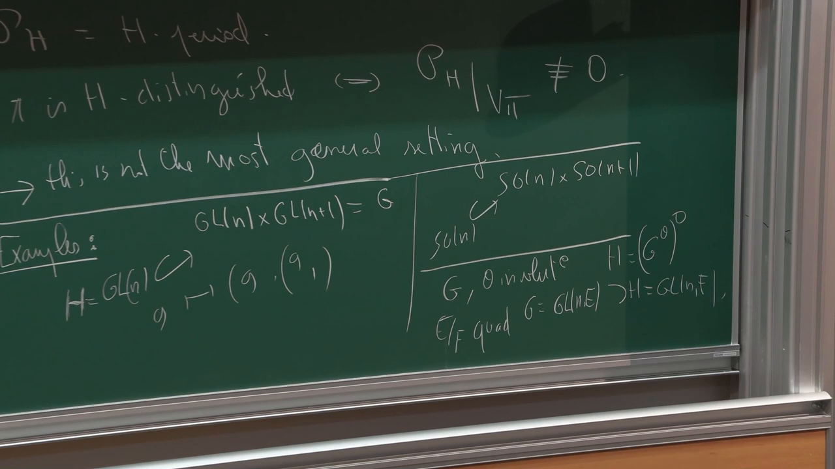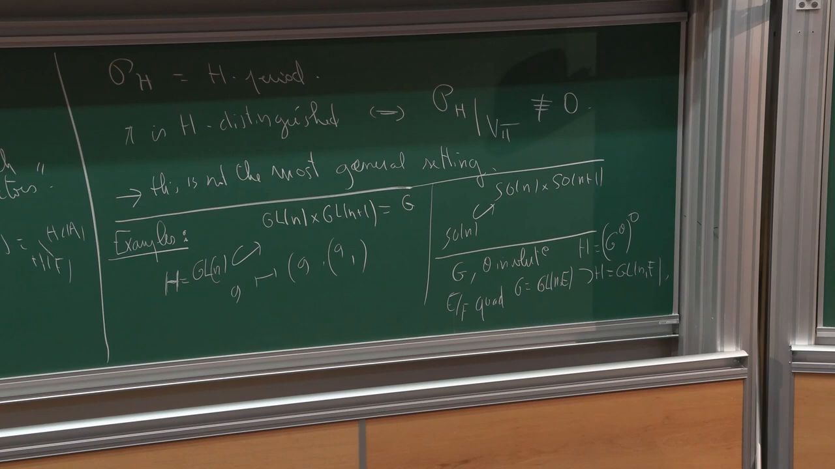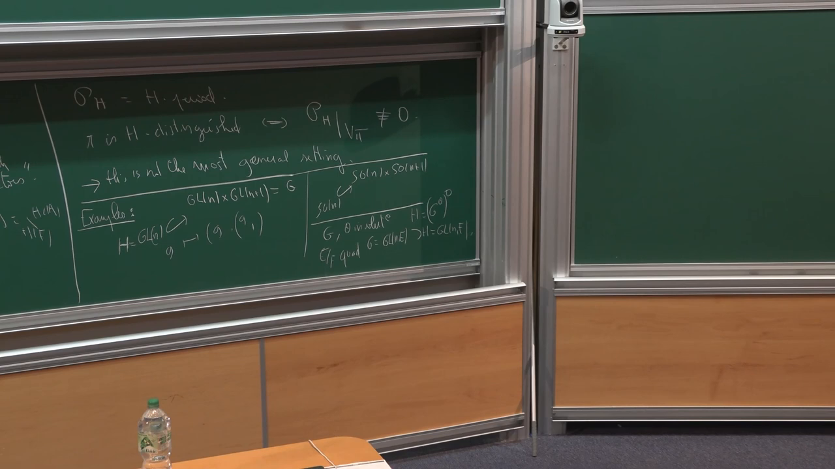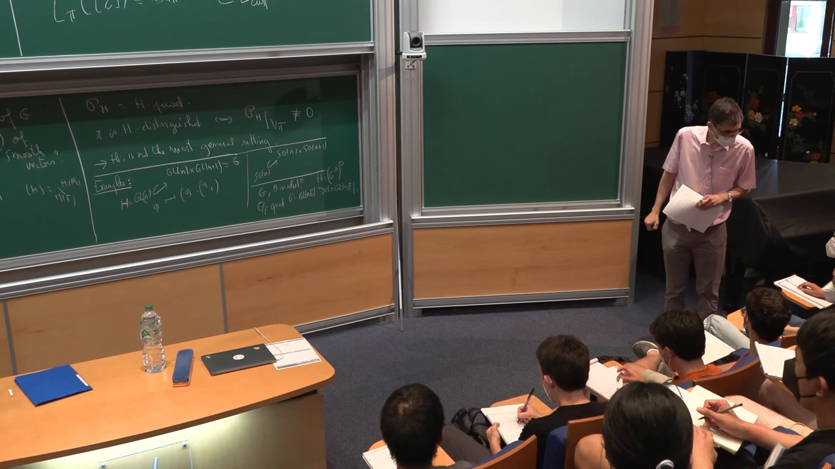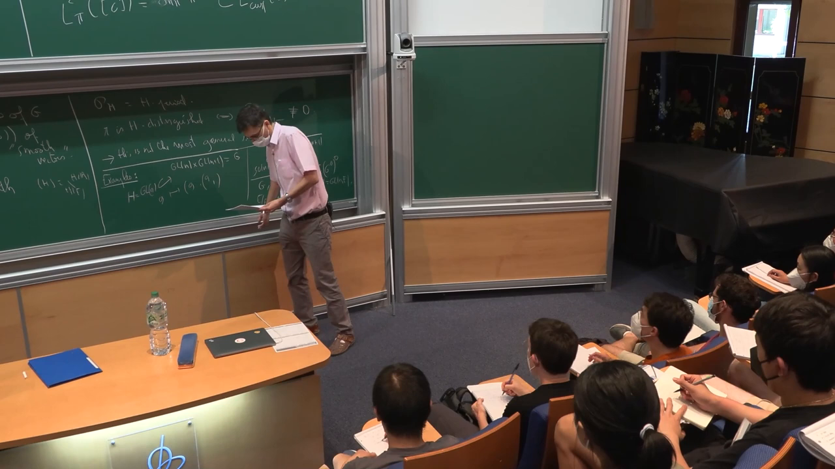functoriality. There's a question on this course that is there a classical description of the residue spectrum of GL2? Yes, you get the characters. Okay.